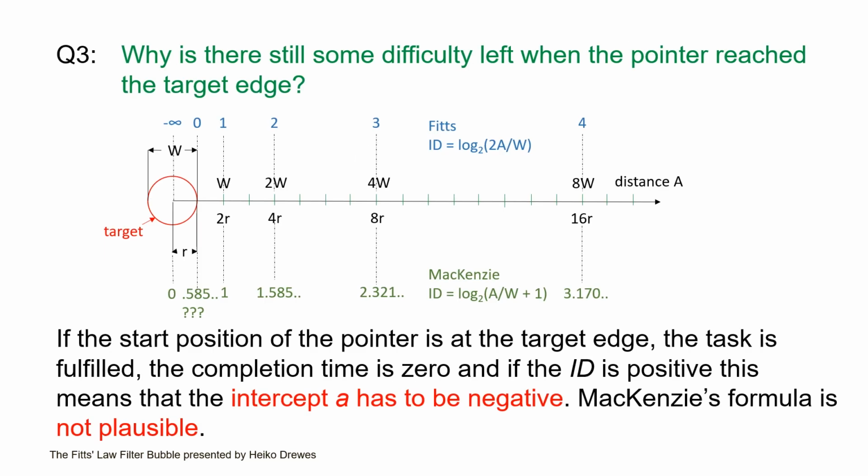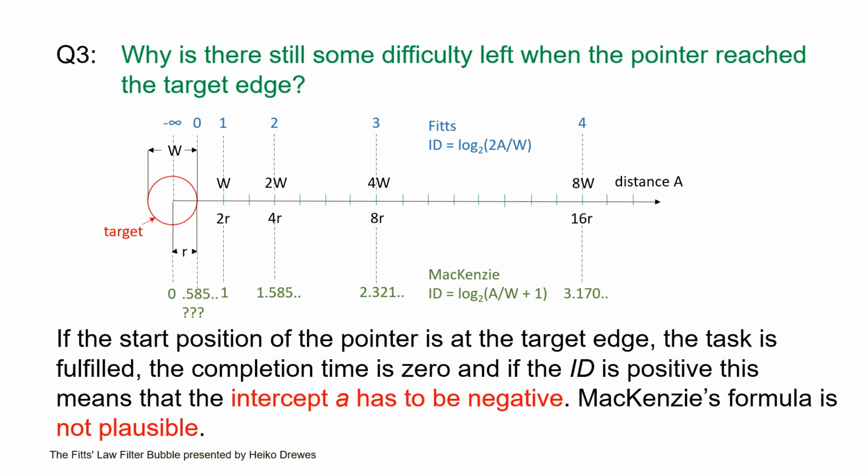The figure shows the index of difficulty according to MacKenzie in green. The question is, why is there still some difficulty left when the pointer reached the target edge and the task is fulfilled? If the task is fulfilled at the start, the completion time is 0, and if the ID is positive, this means that the intercept has to be negative.